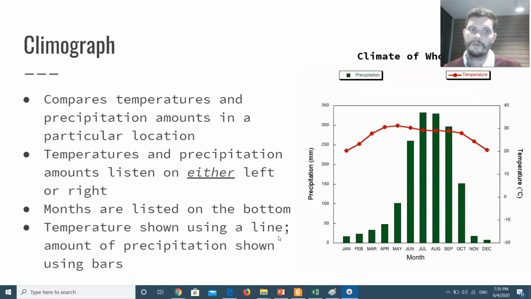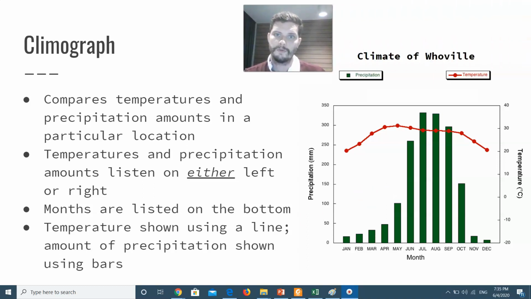So a climograph describes the climate of a particular region. It describes the atmospheric conditions in one region over a long period of time. Now, if you look at this climograph right here, you'll see that it looks like a combination of a line graph and a bar graph. The line tells us one thing and the bars tell us another.